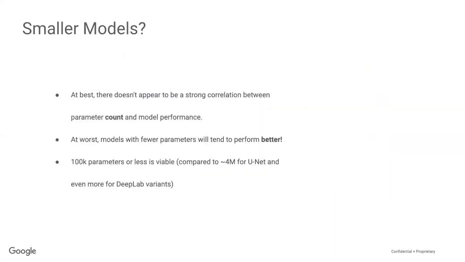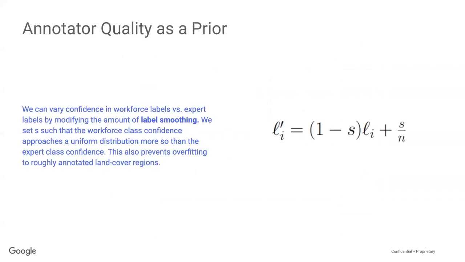Anyway, your models can be small, that's the point. There wasn't a strong correlation between parameter count and model performance, and we wound up with something equivalent to anything we were getting with 4 million parameters, with 100K parameters, just using best practices and actually doing this architecture search.